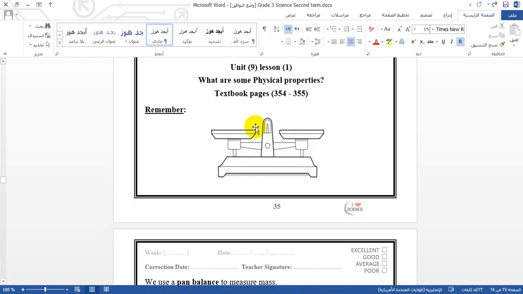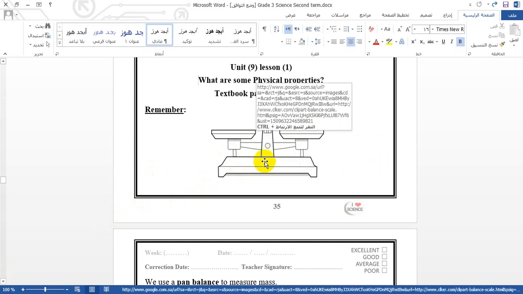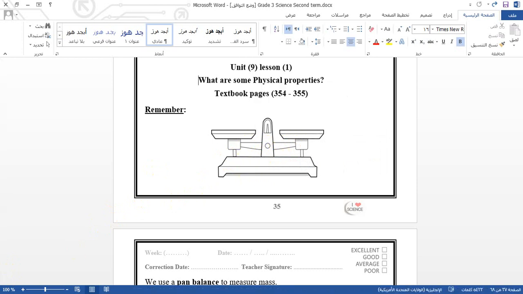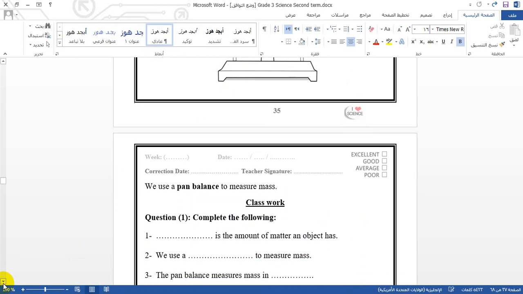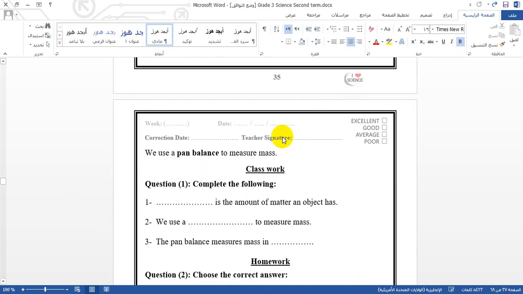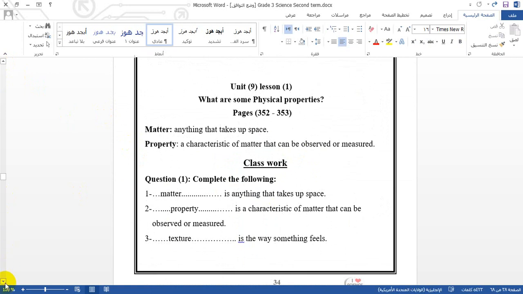The balance is used to calculate the mass of objects. By using this tool, the balance, we measure the mass. So we use the balance to measure what? The mass. That's what I mean. So we use, oh, sorry.